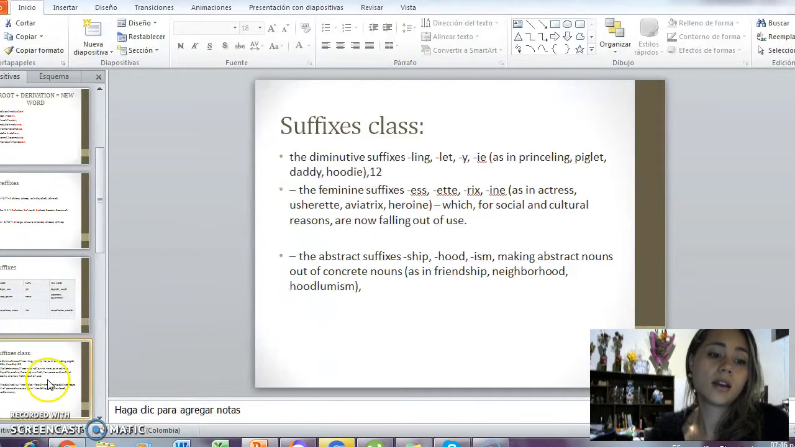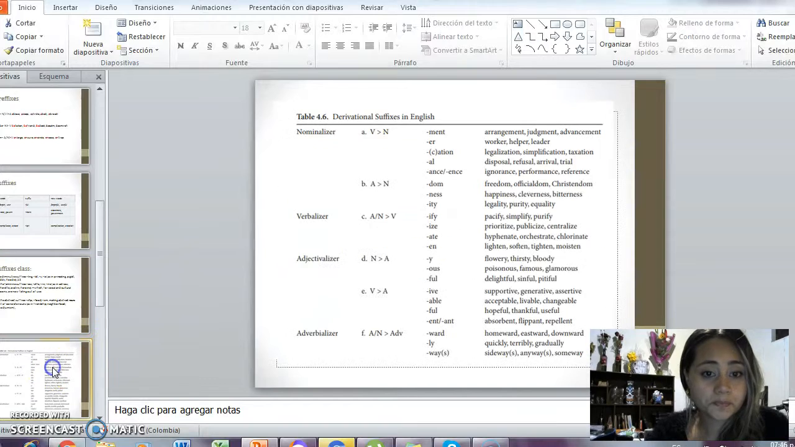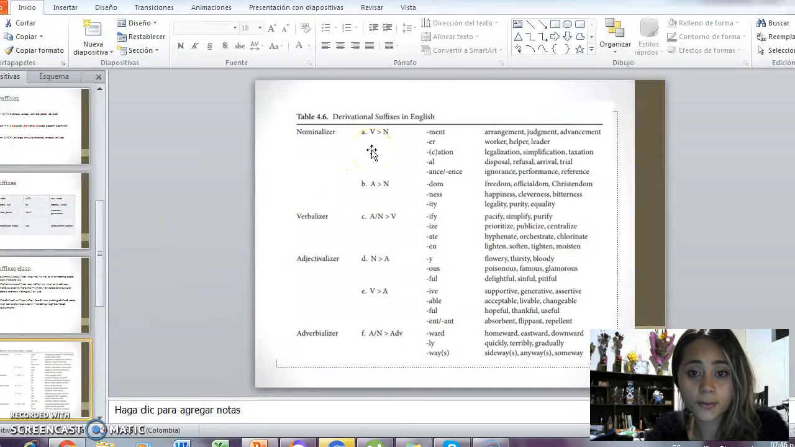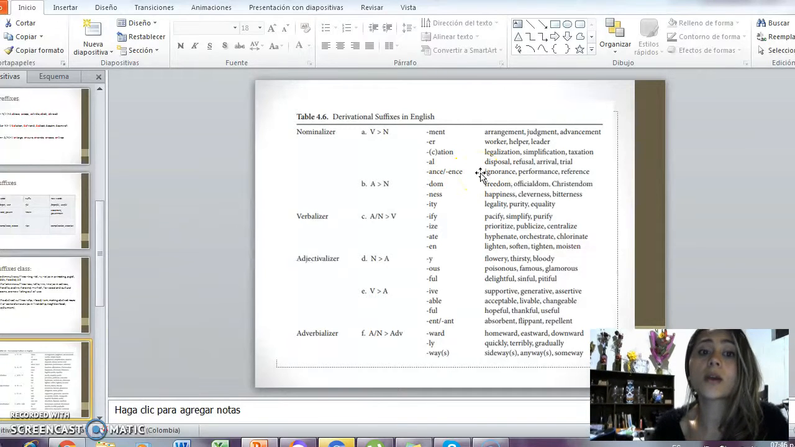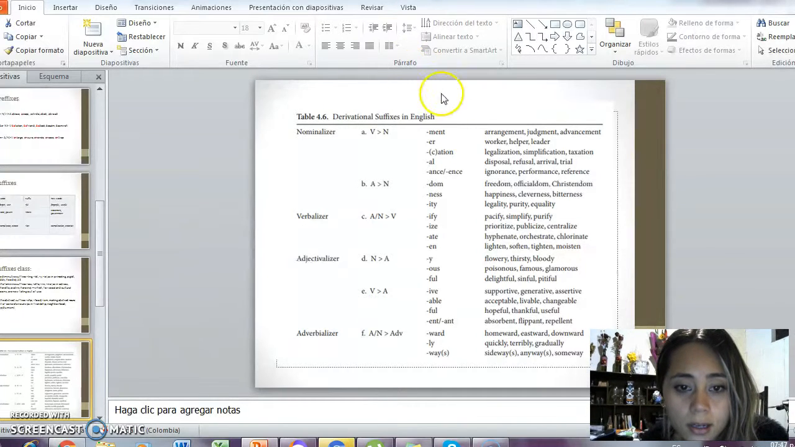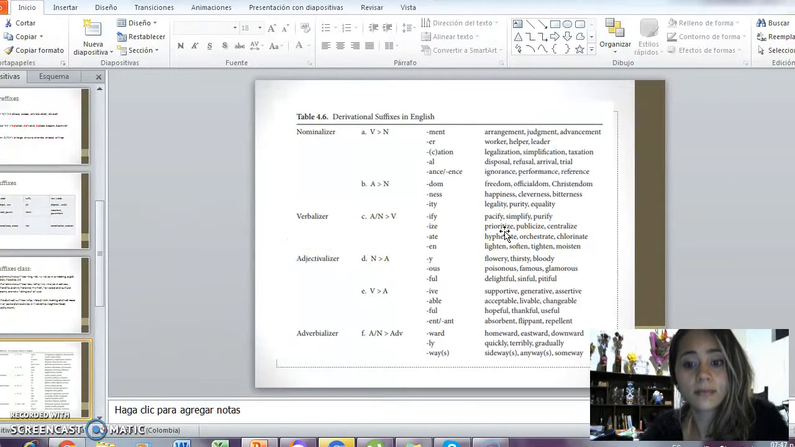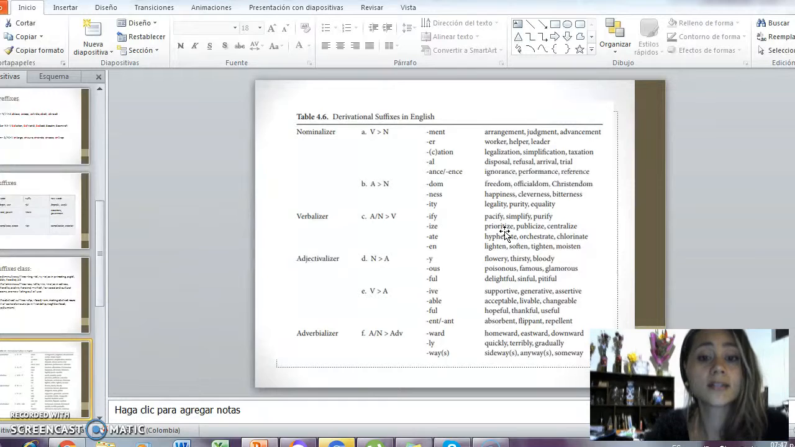Well, in those cases, in the suffixes we have the modification of the category of the words. For example, we have nominalizers: arrange, and we add ment. Or judge, and we add ment. So now we have a noun. Or for example, verbalizers. In the case of verbalizers, we have pure, and we add ify, purify. So now we have a verb.